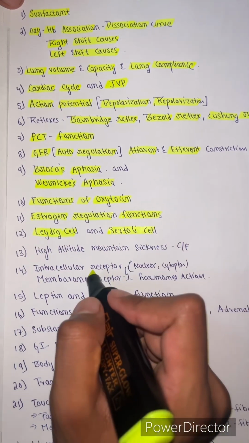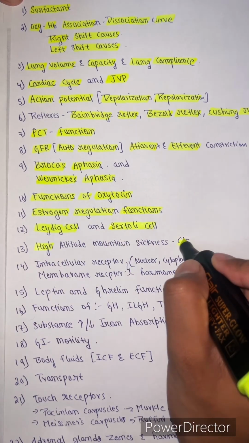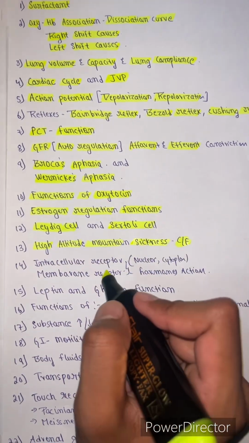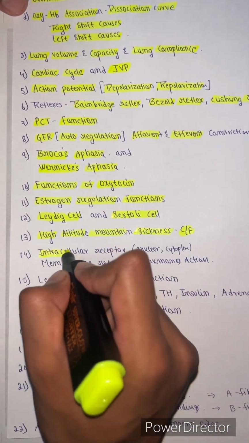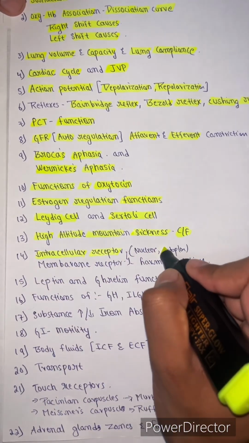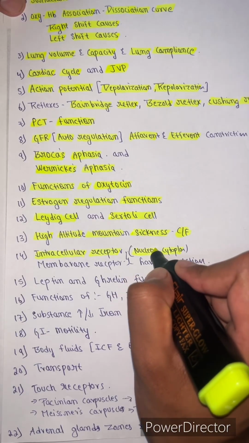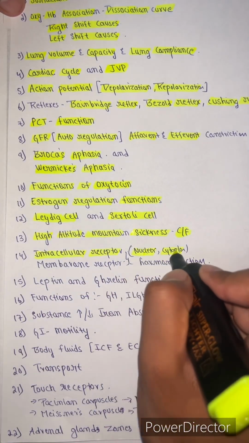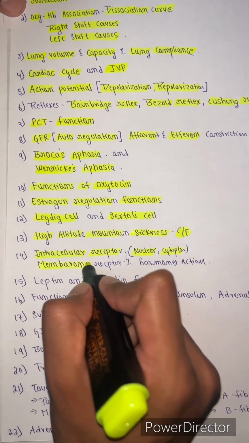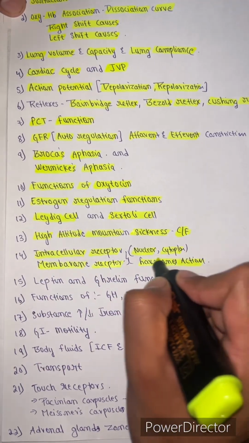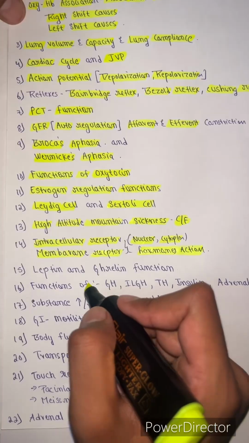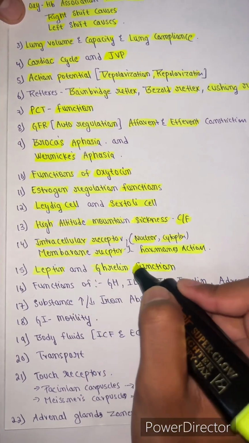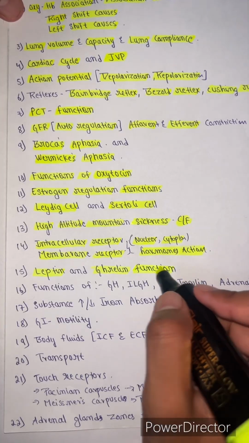Next, you need to know the clinical features of high altitude mountain sickness as well. It's very important. Next we have intracellular receptors, like the cytoplasmic receptor and the nuclear receptor, and what hormones act on these receptors, as well as which hormones act on the membrane receptor. You should know this very well. Next we have leptin and ghrelin functions. It's orexigenic and anorexigenic. It's also very important.